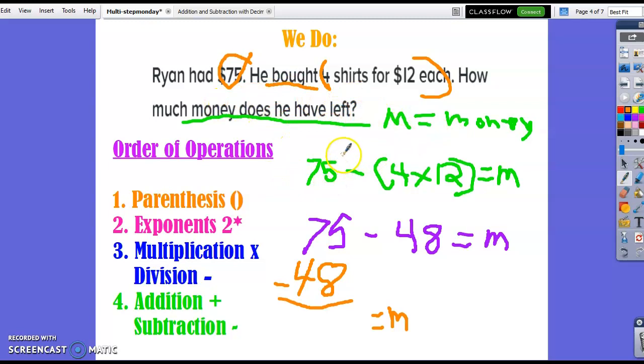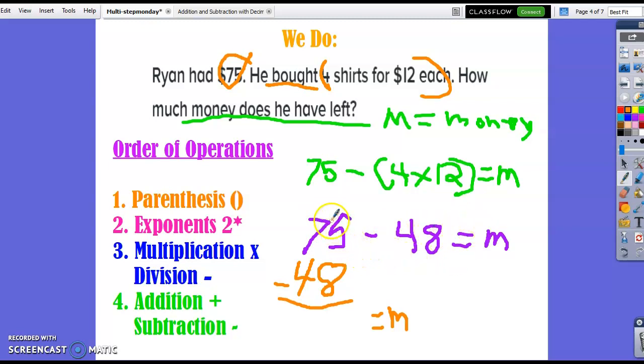So your equation should have, okay, Ryan started with $75. Then he bought 4 shirts for $12 each. So that part of the equation should have been 4 times 12. So your expression should look like this: 75 minus open parentheses 4 times 12, close parentheses, equals M. Then first step, you should have multiplied 4 times 12 and gotten 48. And then you move down your equation, 75 minus 48 equals M.